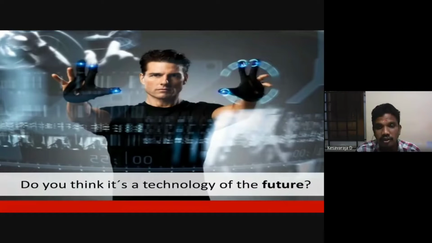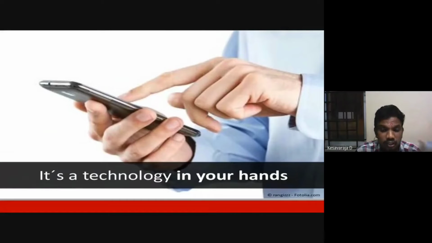Do you think it is a technology of the future? No. It's a technology in your hands. Everyone has a mobile phone. All the recent mobile phones comprise the augmented reality domain, which extracts information from the geo information of the society.